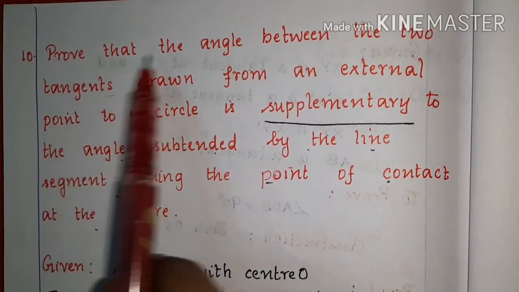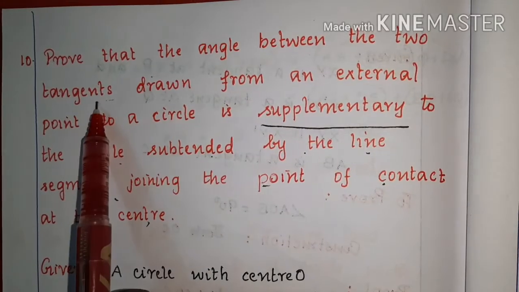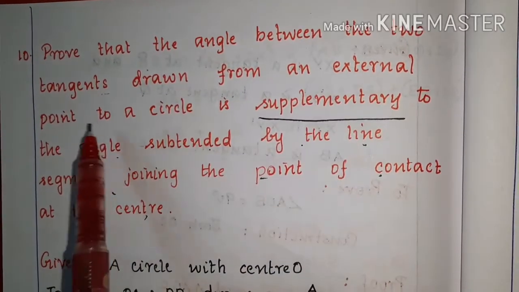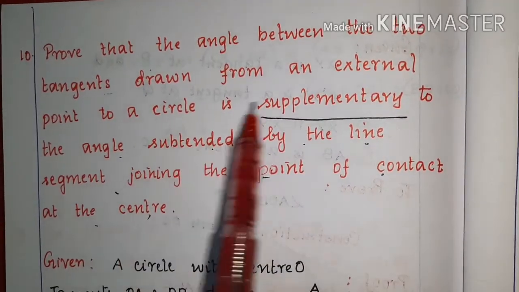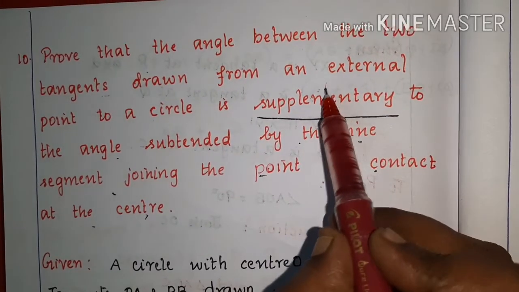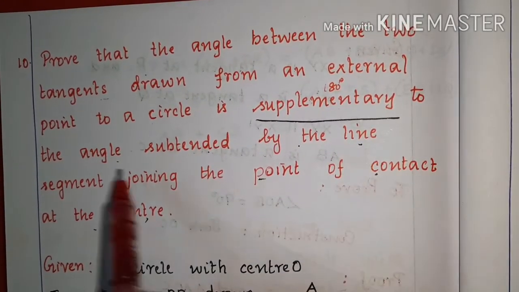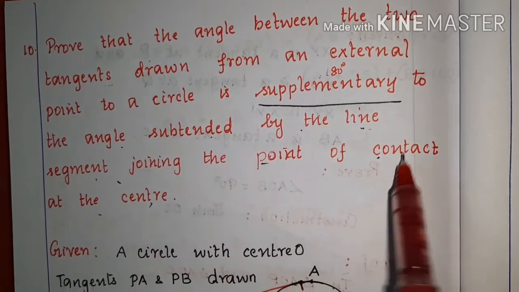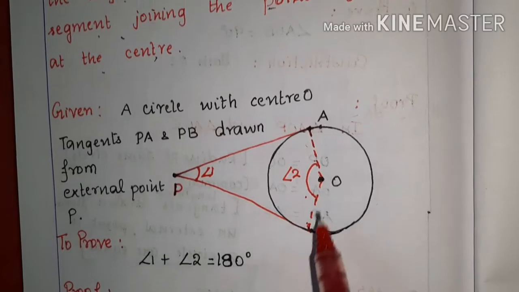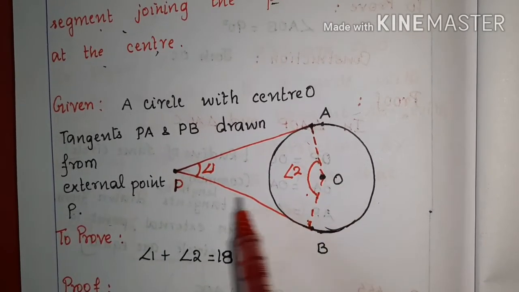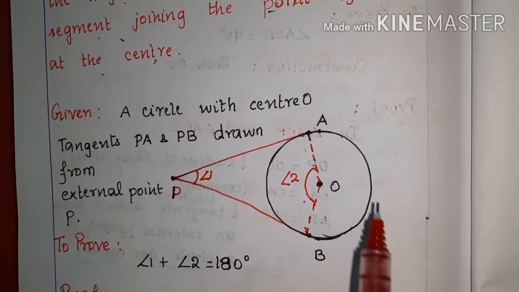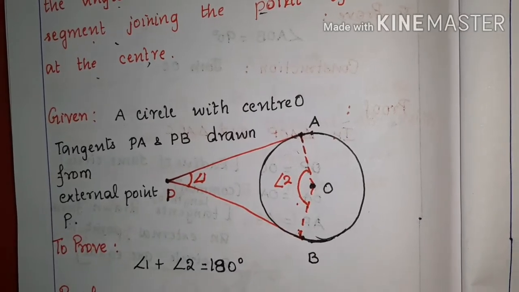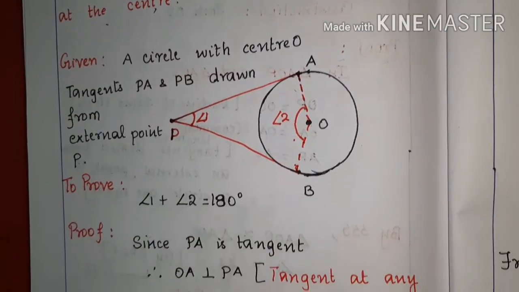Okay. So prove that the angle between the two tangents drawn from an external point to a circle is supplementary. Supplementary means what? 180 degrees, to the angle subtended by the line segment joining the point of contact to the center. So the sum of angle 1 plus angle 2 is equal to 180 degrees, you need to prove. So it's a very simple proof, children.